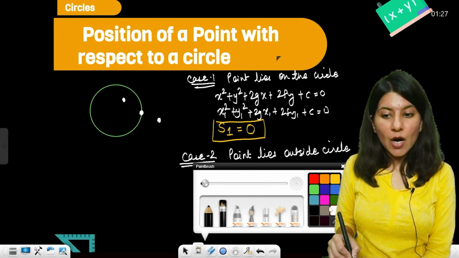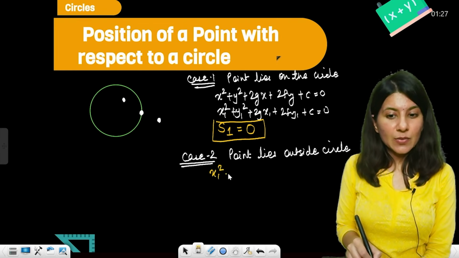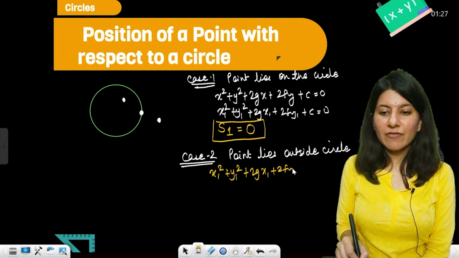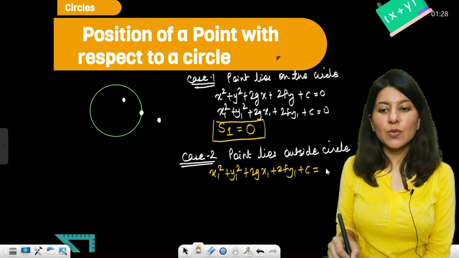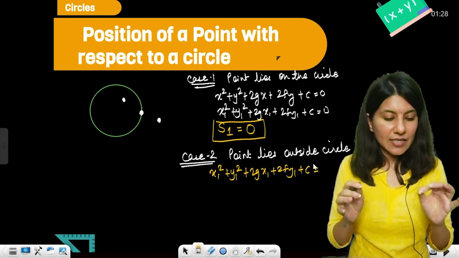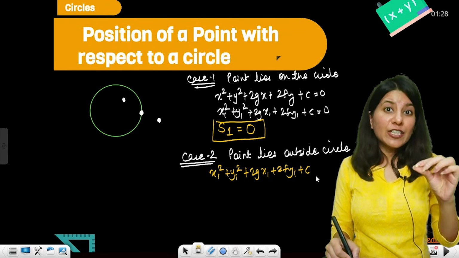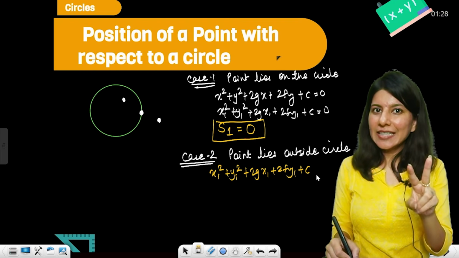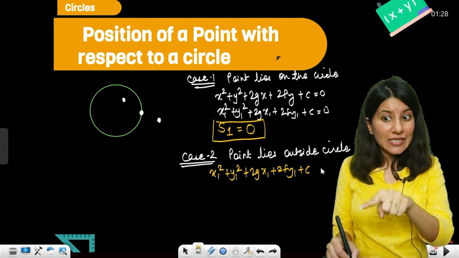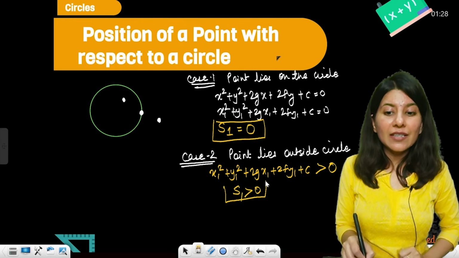When a point lies outside the circle and you plug in that point, x1 square plus y1 square plus 2gx1 plus 2fy1 plus c is not equal to 0, right? Obviously, it will not satisfy the equation, so it will never be 0. If it is not 0, there are only two possibilities: either it is positive or it is negative. So if a point lies outside the circle, you are going to get a positive value. S1 will be greater than 0.